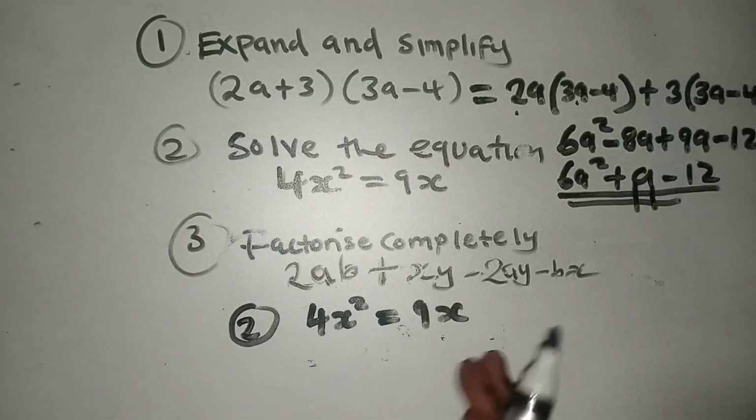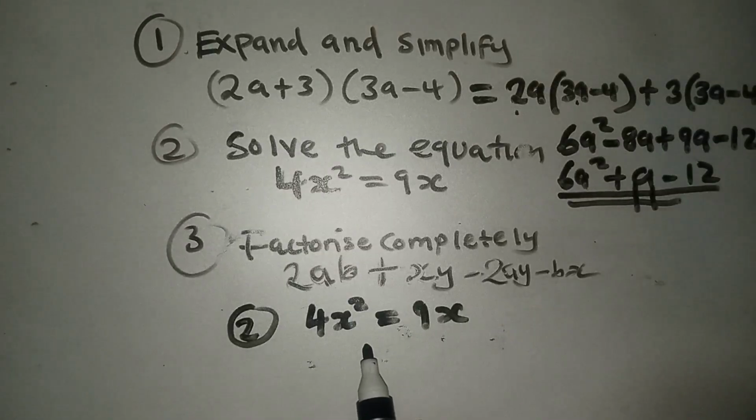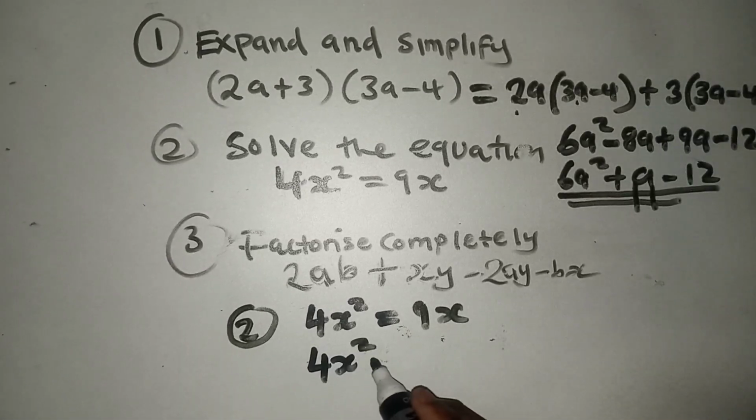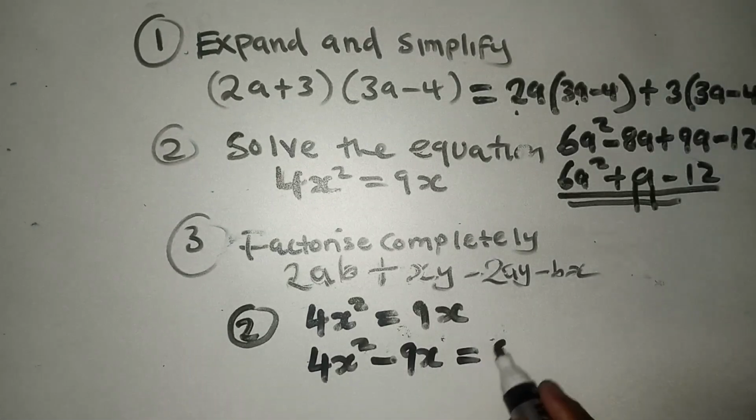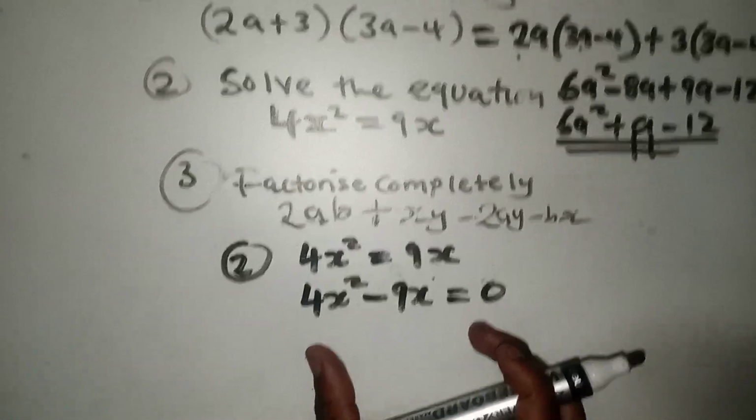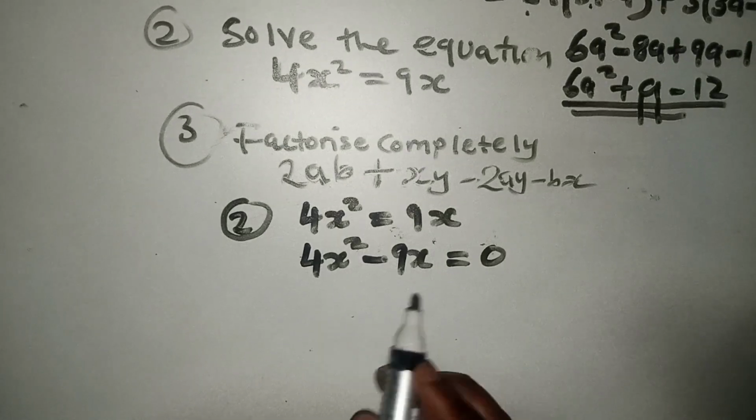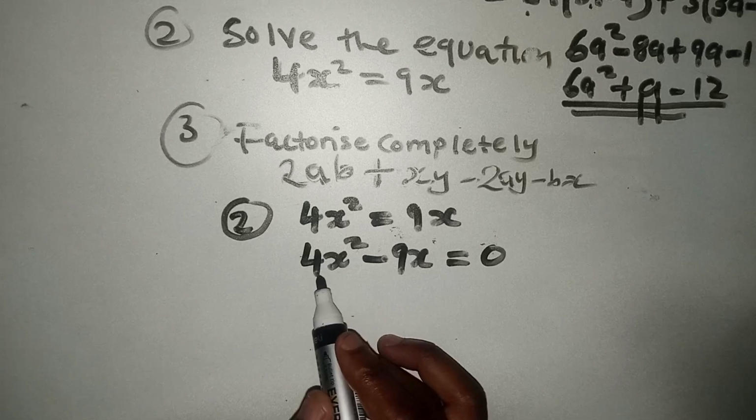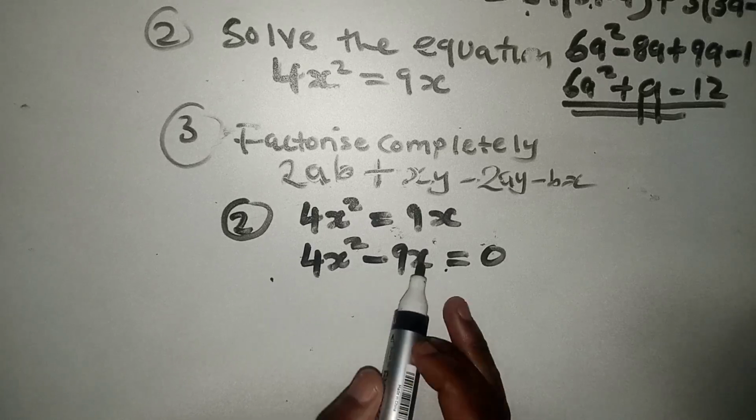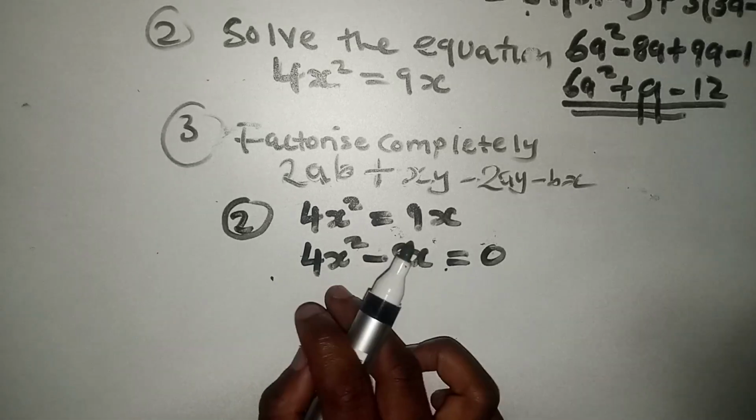So that you help yourself, you make this 9x cross to the other side so that you can equate everything to 0. You can say 4x squared minus 9x is equal to 0. Having done this, you now factorize your left hand side. You ask yourself which variable is common here. It's x. Which number can go in both terms? Nothing here. So the one which is common is just x.